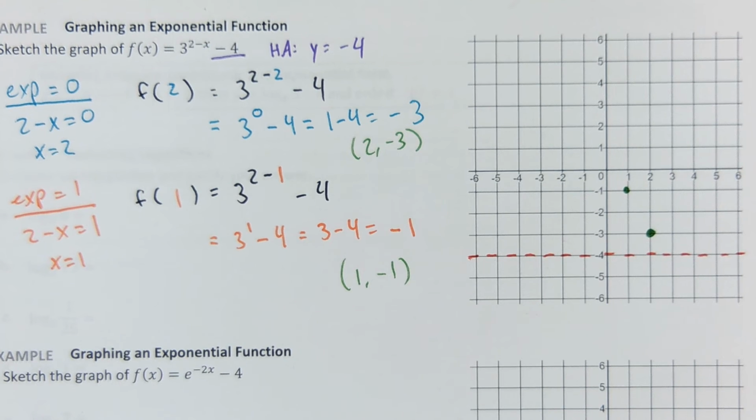So your graph needs to be a curve. It needs to get infinitely close to the red dotted line. It needs to go through those 2 green dots. Don't introduce any extra wiggles to this thing. I think it makes it pretty obvious what's going on.